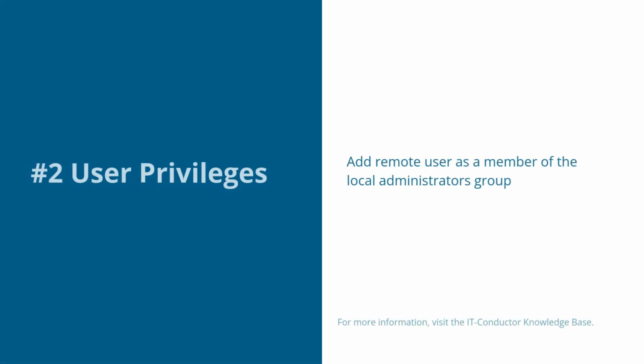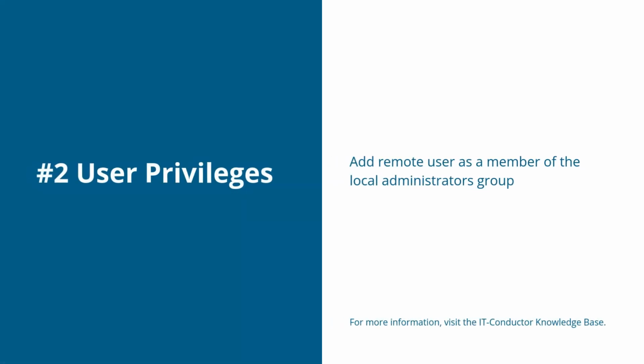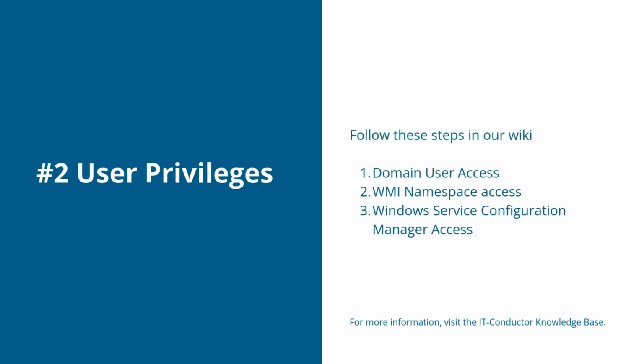The easiest way to authorize a remote user to access WinRM is to make it a member of the local administrators group. If granting administrative access is not possible due to a security policy, you can follow the guidelines that we've detailed on our wiki to enable monitoring to a non-privileged account. You'll be able to find this documentation on the link below. Once that's done, we can move on to the IT-Conductor platform and add the Windows server for monitoring.